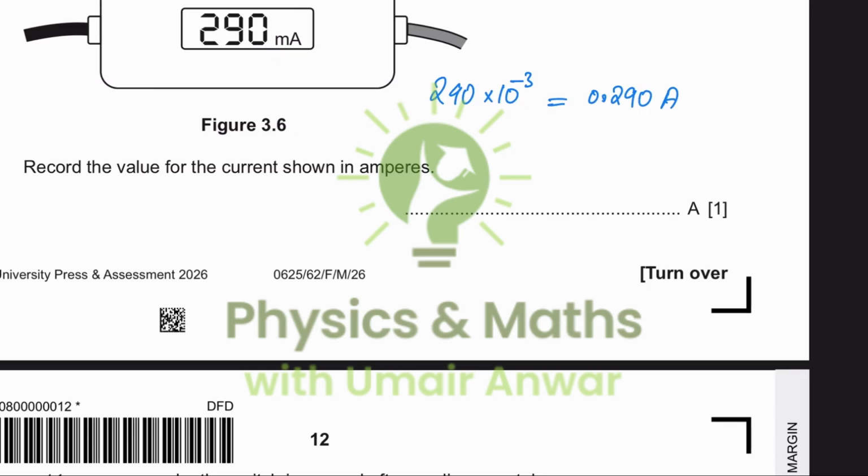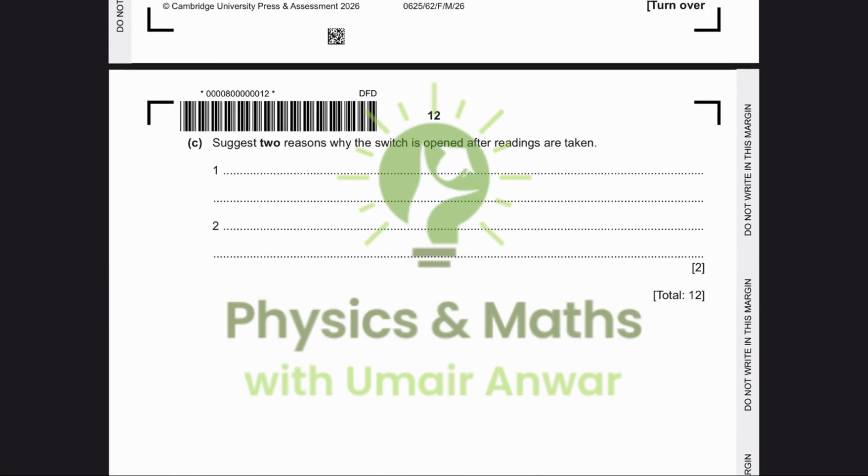So the answer to be written over here would be 0.29 or 290. Both of them would be acceptable here. The last part says, suggest 2 reasons why the switch is opened after readings are taken.